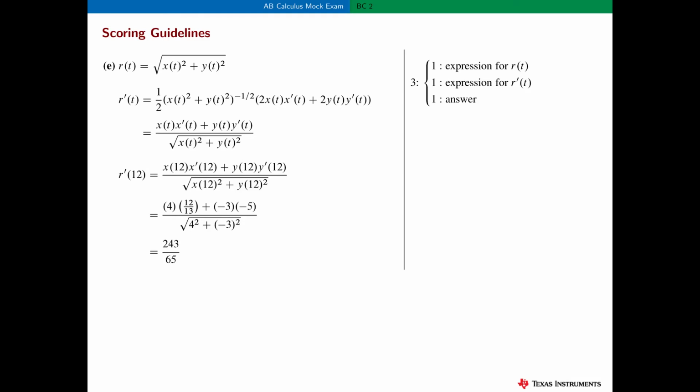Here are the scoring guidelines for this problem. Part E was worth 3 points. The first point is for presenting a correct expression for r of t. And the second point is for presenting a correct expression for r prime of t. And the third point is for the answer.